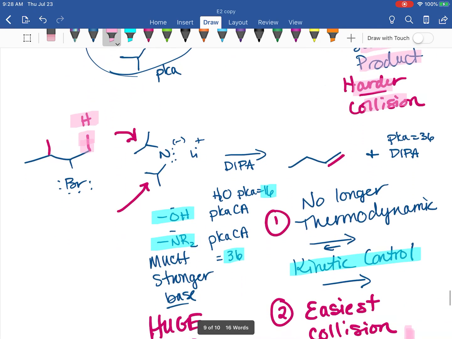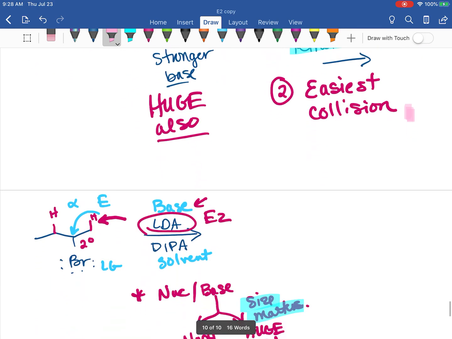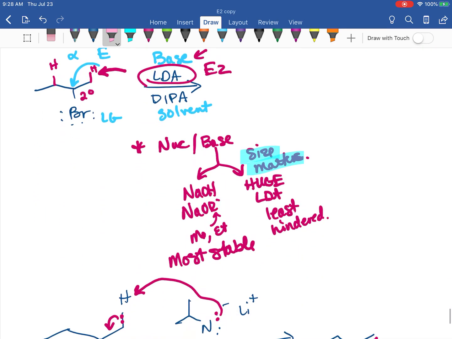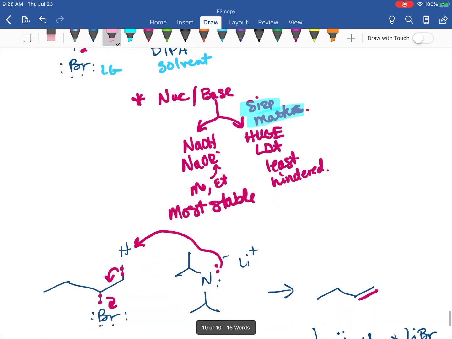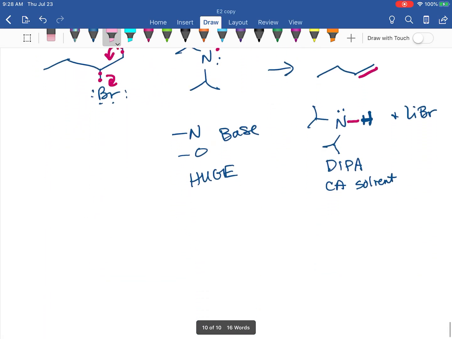So E2s are really powerful. They're used all the time. And by choosing wisely with your base, you can really verify and choose your product.